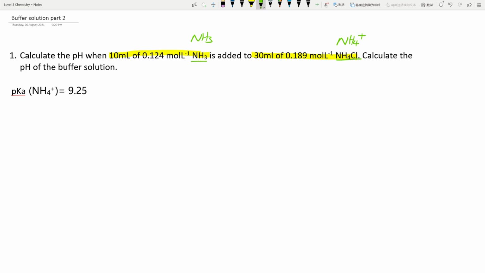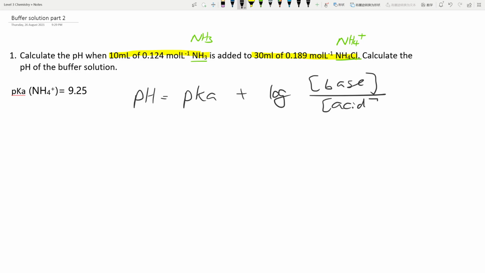Okay, so first thing first, just put down the equation. I actually don't like this green. Let's just go back to our black color. So pH equals pKa plus log concentration of base divided by the concentration of the acid. Okay, so we see a few numbers already. We have the pKa and we have the two concentrations. So before that, let's find out what the concentrations are.